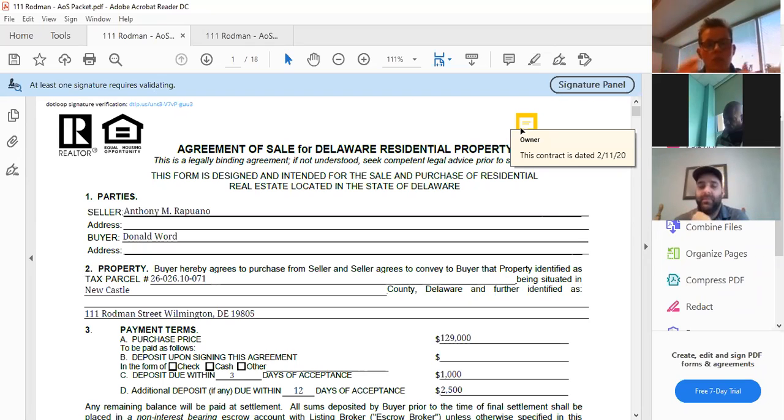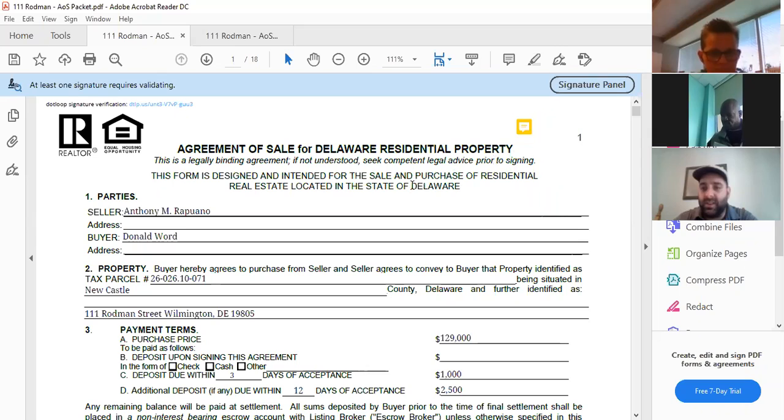Yeah, and it also helps Keller Williams have a better public-facing look, like we know what we're doing. Well, let's start with Section 1 here. To begin with, this contract was submitted on February 11th of 2020. And again, this is the first version, so you'll notice that the seller has not signed this copy when we get to that point.